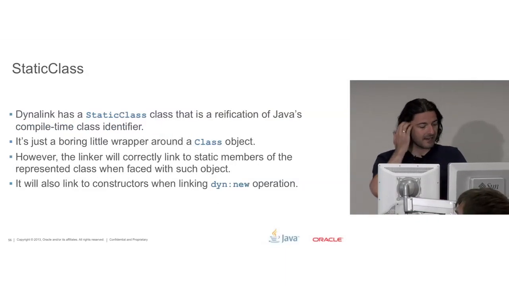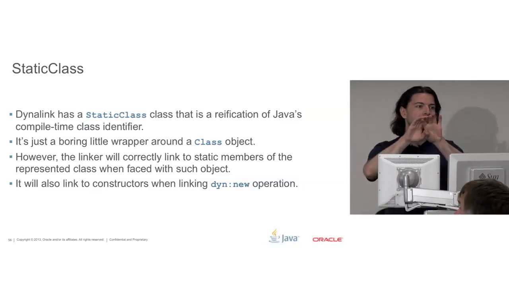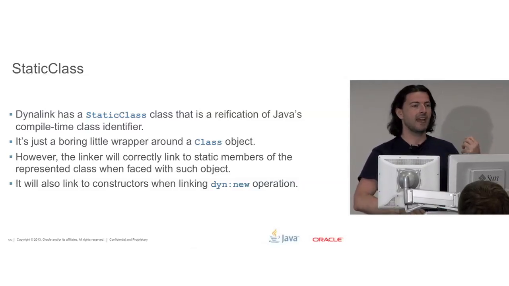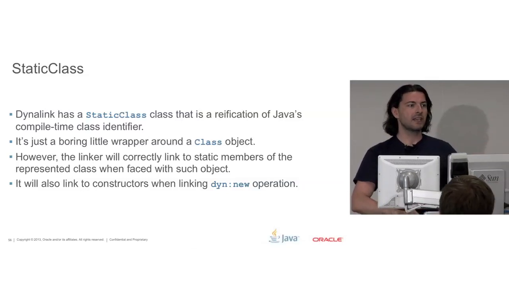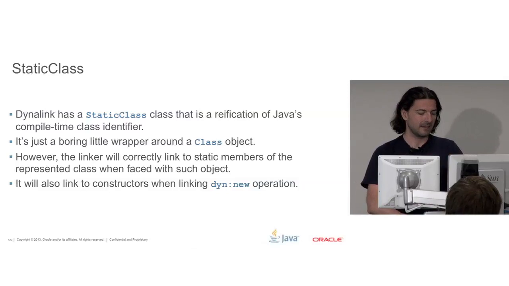So what we have is that Dynalink actually has a StaticClass, which is just a little wrapper around the class. It doesn't do anything, it just contains a class. But when a linker sees one of these, and you try to invoke methods on it, it will actually link you to the static methods on the class that it encapsulates. It will also link to the constructors.